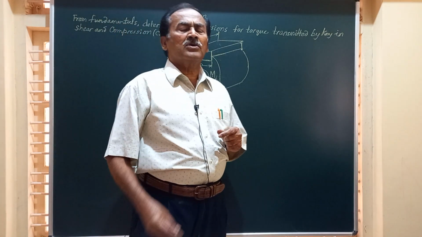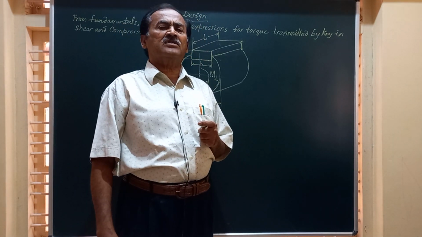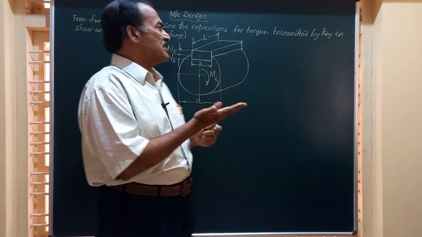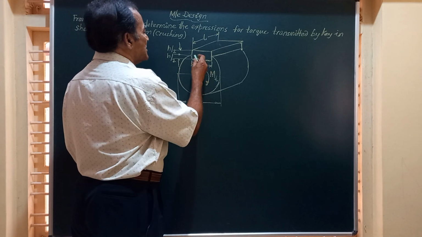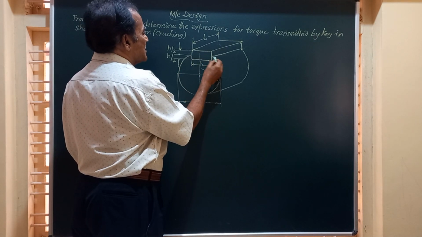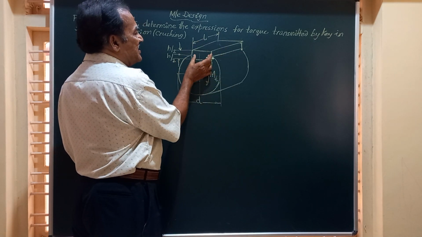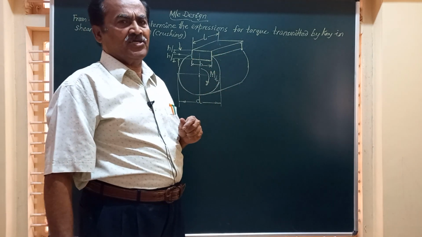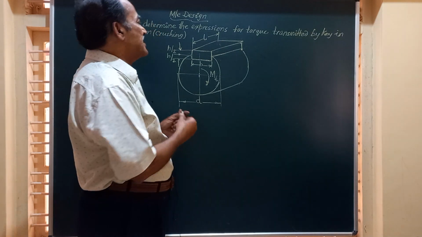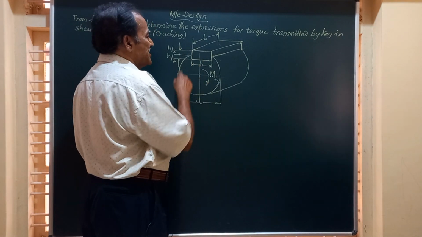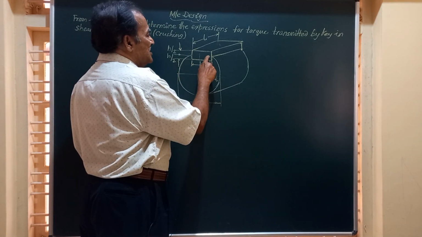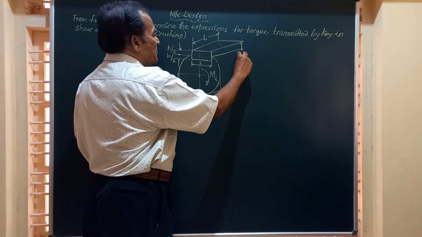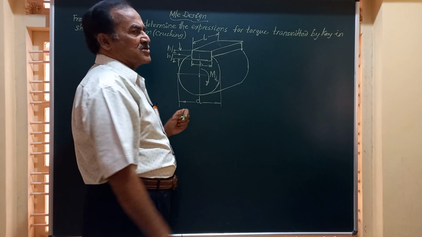Friends, you know, a key generally fails by two methods. One is by the shear of the key, wherein the key gets cut along this cross section. So it will have an area B into L, the area under shear. Or it may fail by crushing while transmitting the torque Mt. That is, this portion which is inside the shaft over a length of L will fail by crushing.